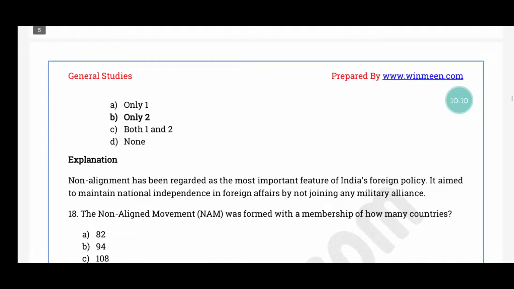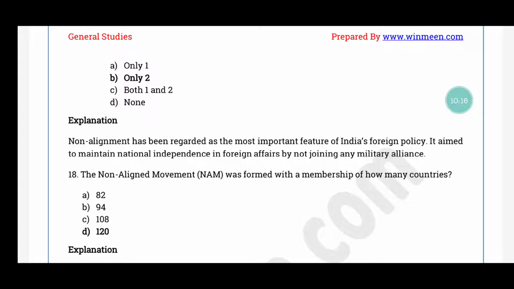The correct answer is option B. Statement 2 alone is incorrect. Non-alignment is regarded as the most important feature of India's foreign policy. Its aim is to maintain national independence in foreign affairs by not joining any military alliance.